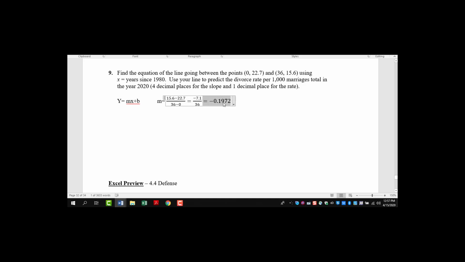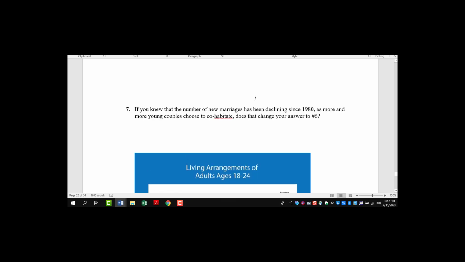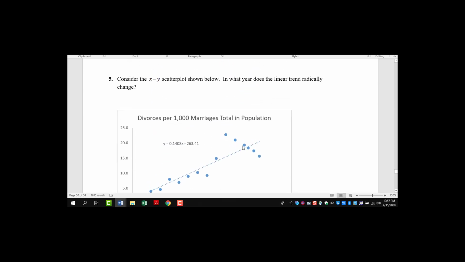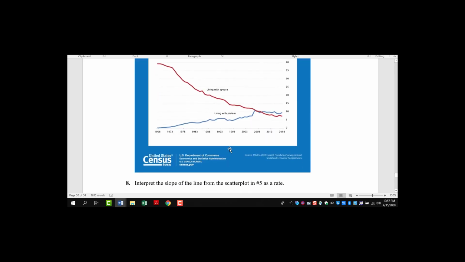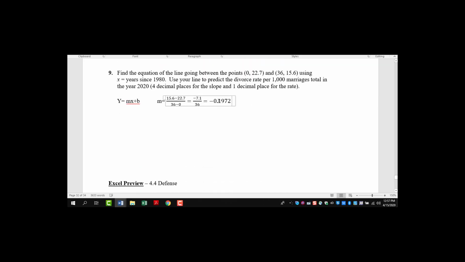So what does this mean? Okay, it's always the big question. What does this rate mean? Notice the negative. And that's because, if you noticed up here, the slope is negative. The line is decreasing from left to right. So that would mean that the number of divorces per 1,000 marriages in the population is decreasing by 0.1972 divorces per year. So the rate, as you can see, the rate of divorces is decreasing.